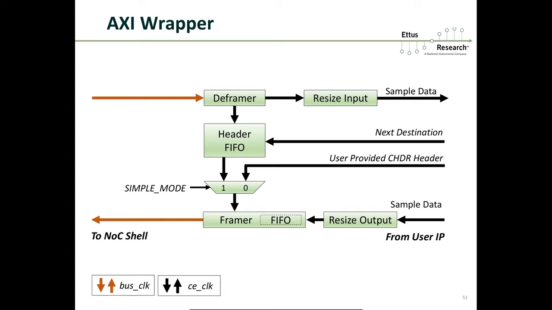One case where you might use this would be, say, the FFT IP from Xilinx expects the TLAST signal to be at the end of an FFT frame. So if you have a 512 point FFT, every 512 time domain samples, it expects a TLAST to be asserted. So maybe you could use the resize input feature of AxiWrapper to ensure that every 512 samples, TLAST is indeed inserted, or is asserted.